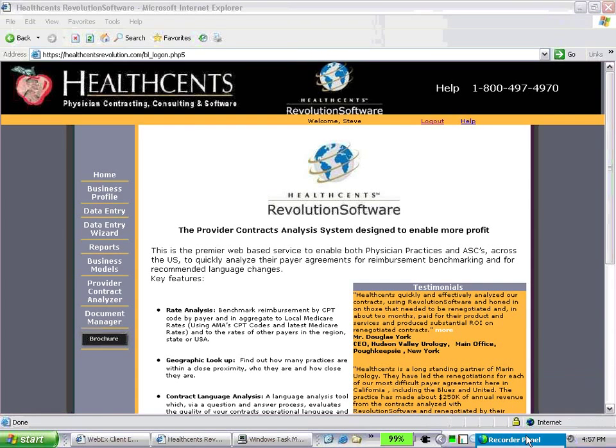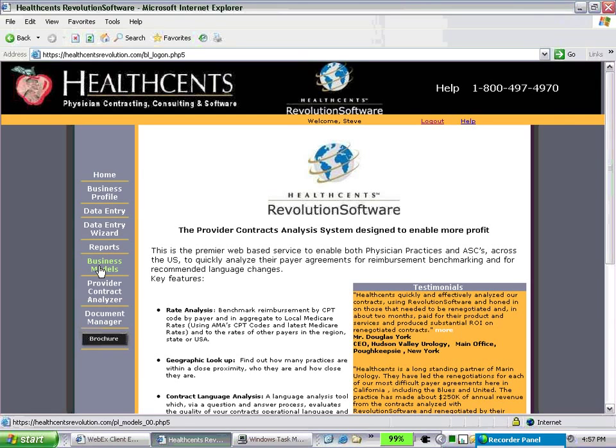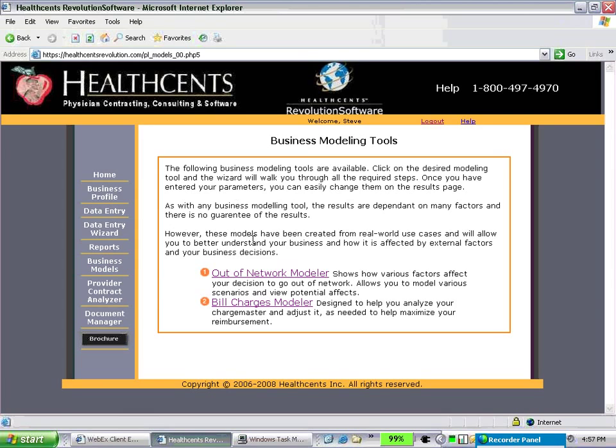This section covers business models, perhaps the highest value aspect to the entire Revolution software tool. And in a moment, you're going to see why. First, we're going to cover the out-of-network modeler.